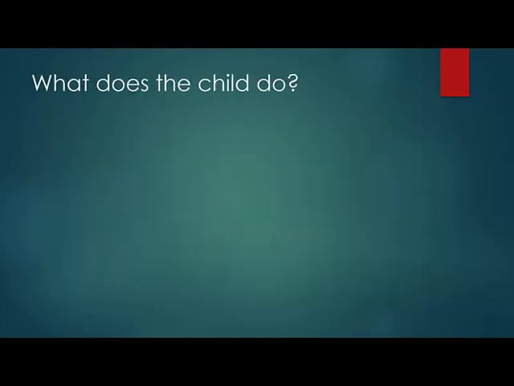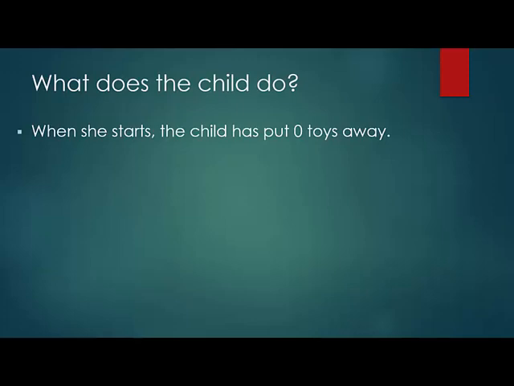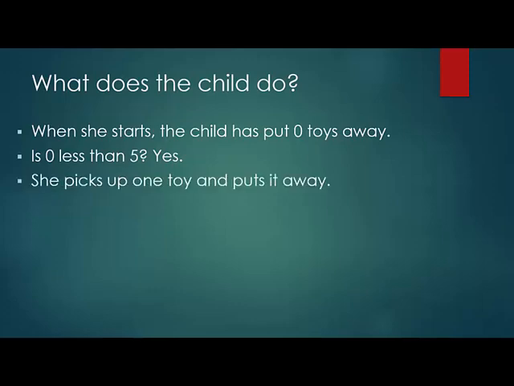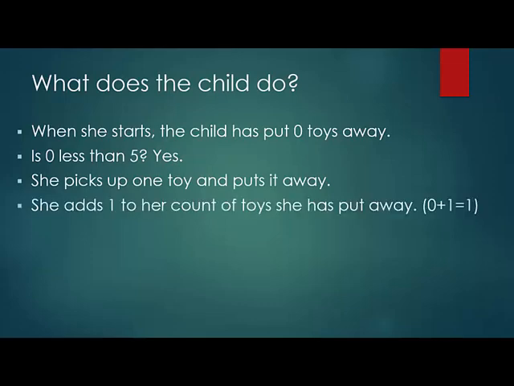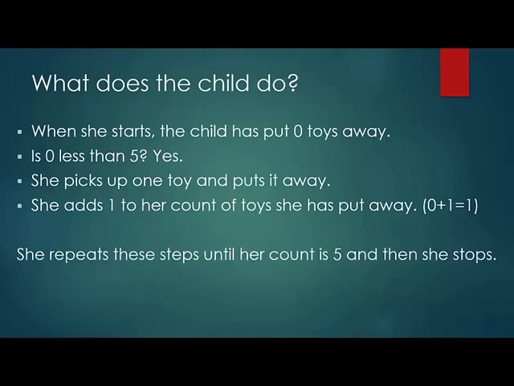So what does the child do? When she starts, she has put away 0 toys. Is 0 less than 5? Yes. She picks up 1 toy and puts it away, and she adds 1 to her count of toys she has put away. The count was 0. She just put 1 away. Now her count is 1. She repeats these steps until her count is 5, and then she stops.